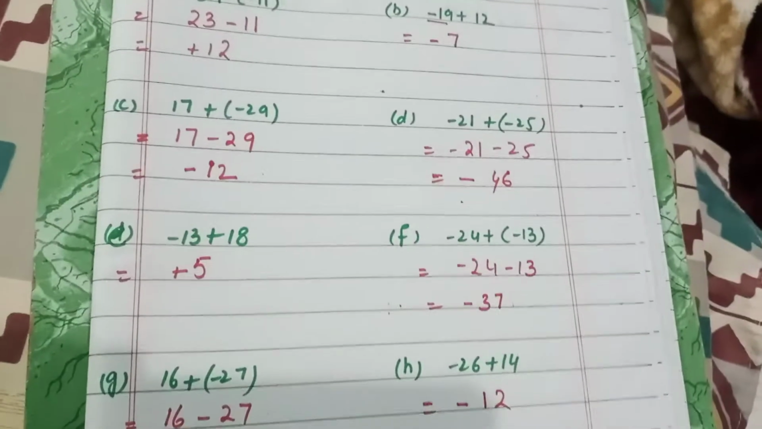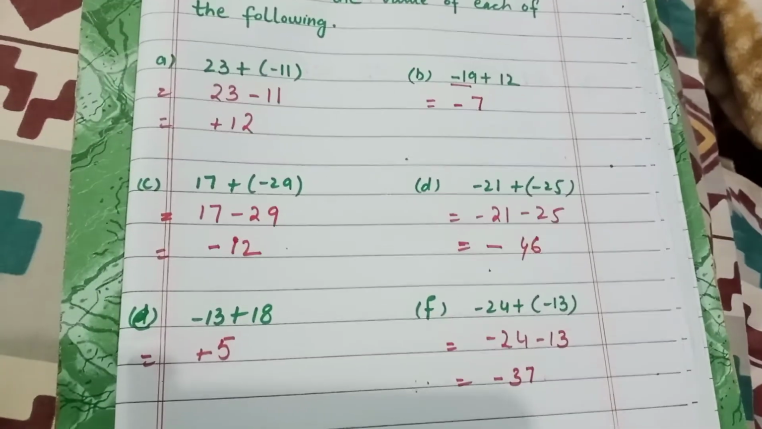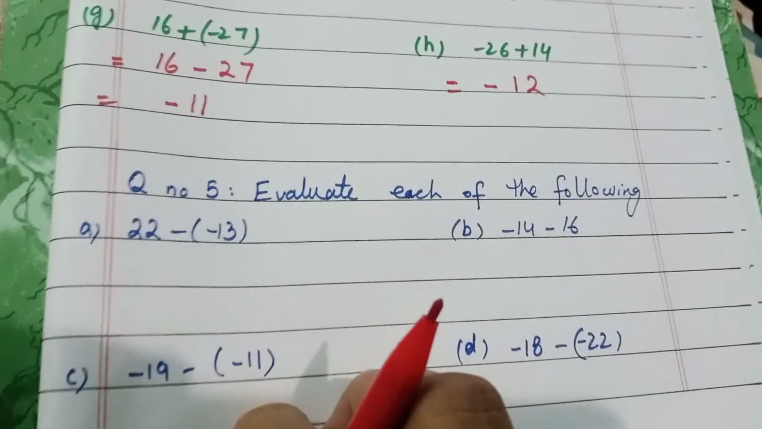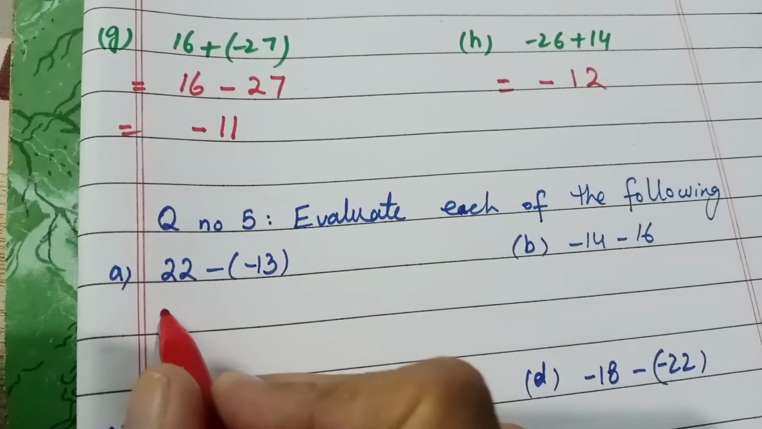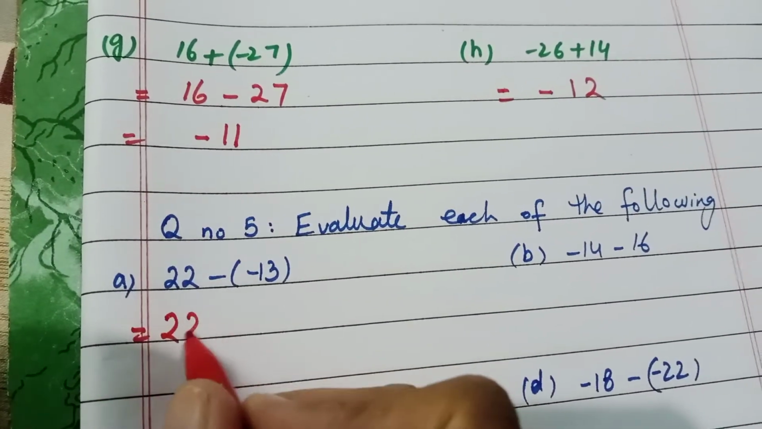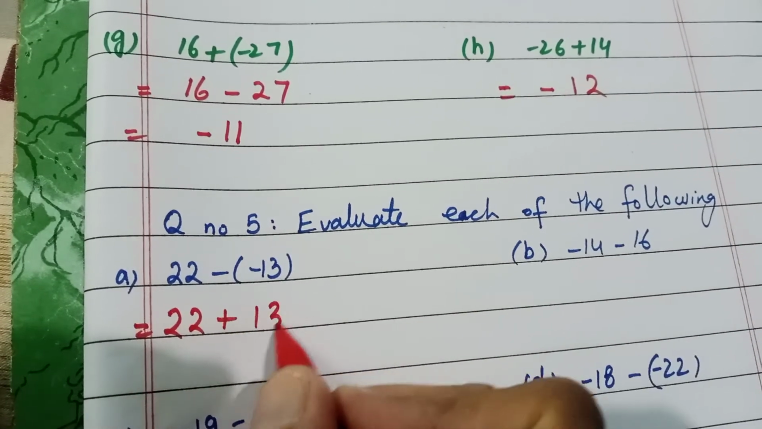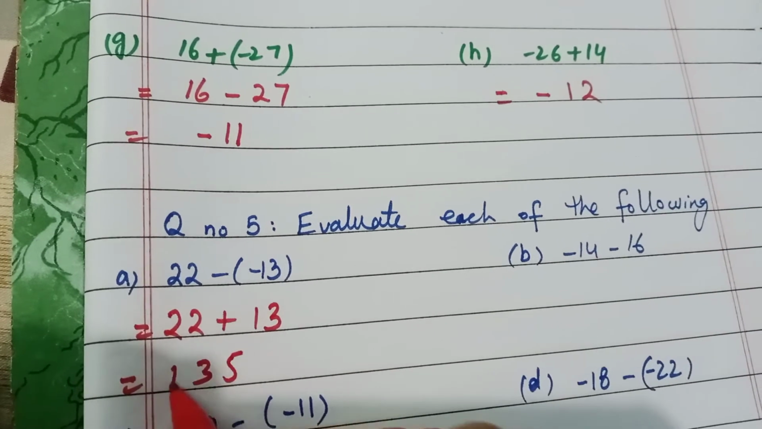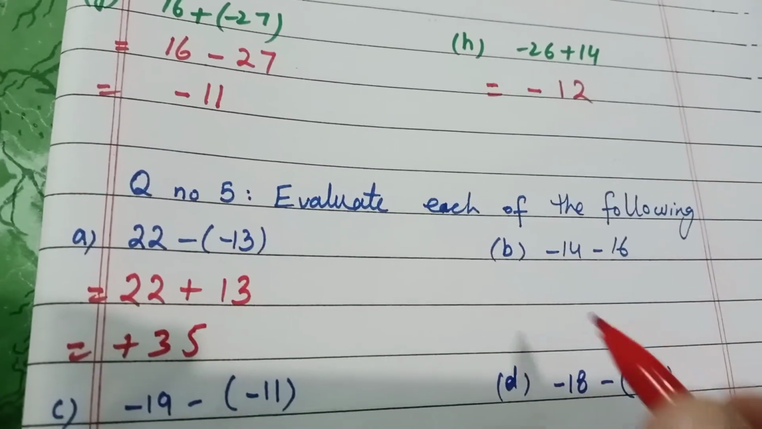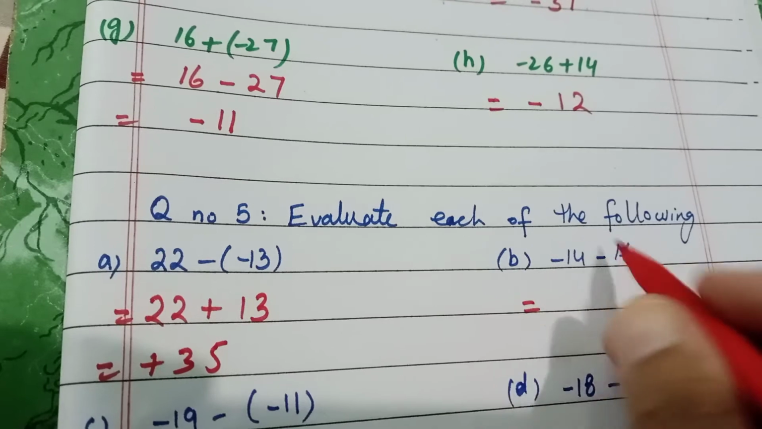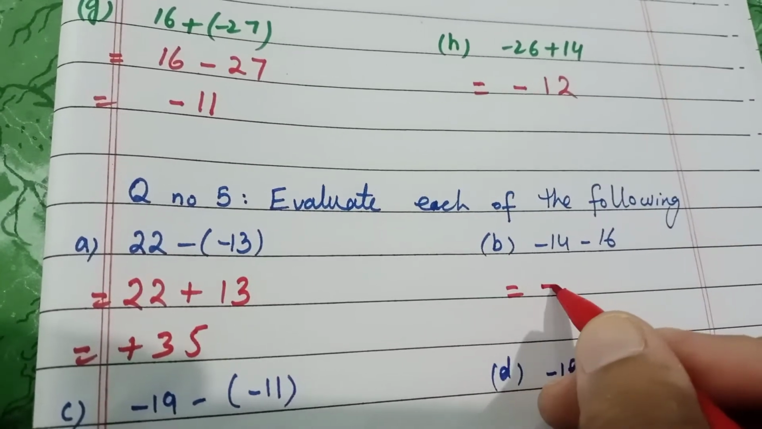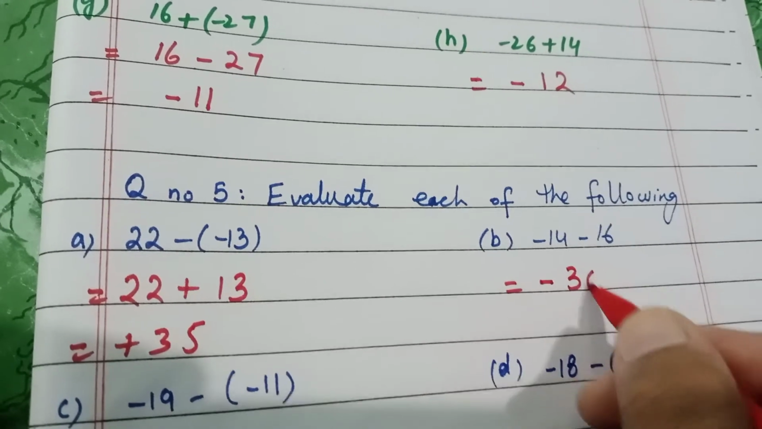I hope student you understand this method very easily. Now question number 5. Evaluate each of the following. 22 minus minus plus 13, we add them and the sign is plus, the big number. Minus minus, we add them but the sign is of the big number which is minus 16.